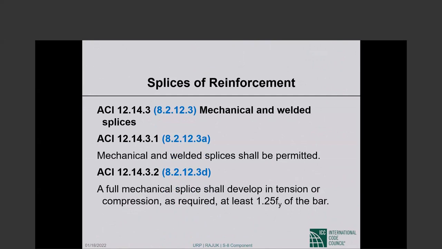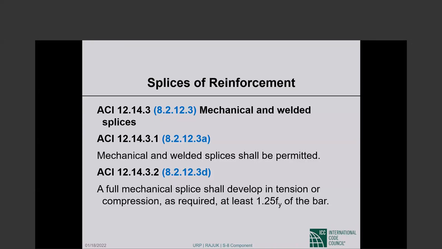Mechanical and welded splices. Mechanical and welded splices shall be permitted, first of all. A full mechanical splice shall develop a tension or compression as required of at least 1.25 f sub y. This is important. So a so-called full mechanical splice develops 125% of the yield strength of the bar that it is splicing.